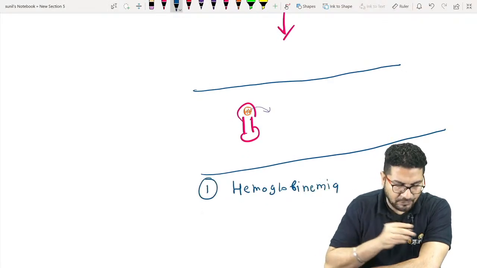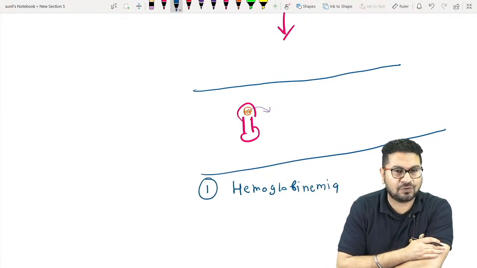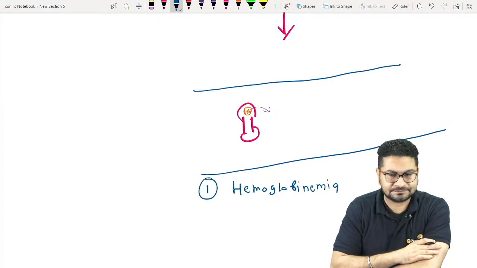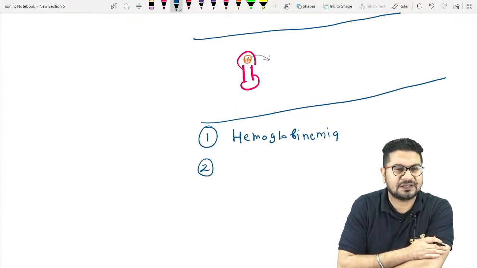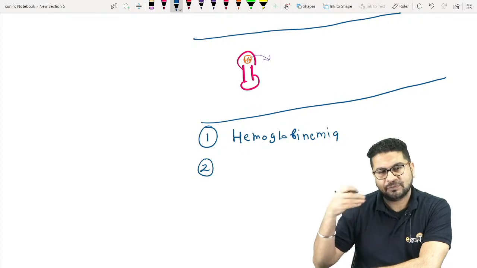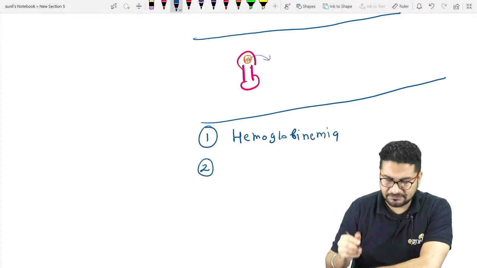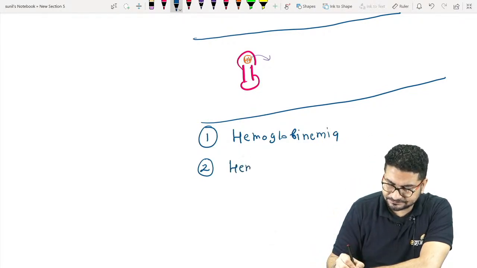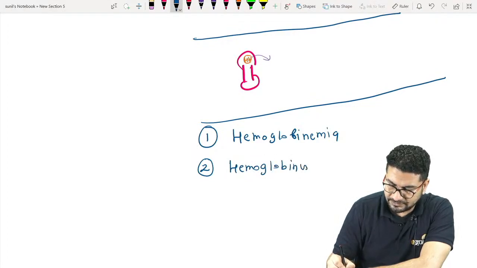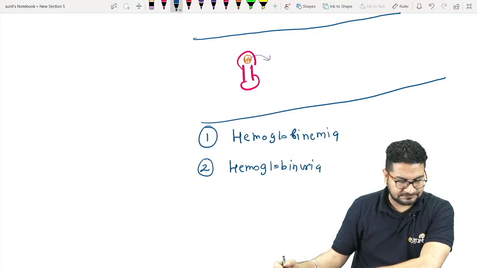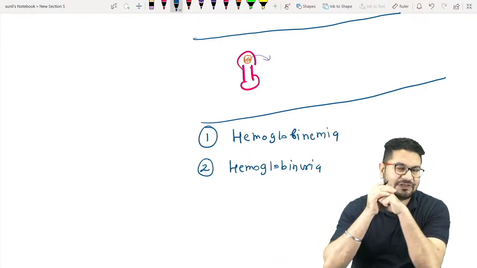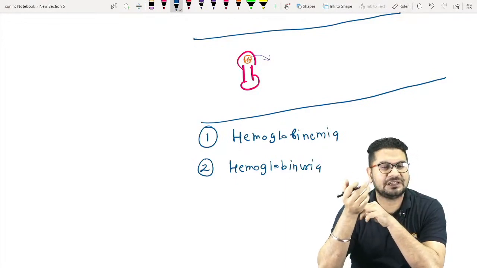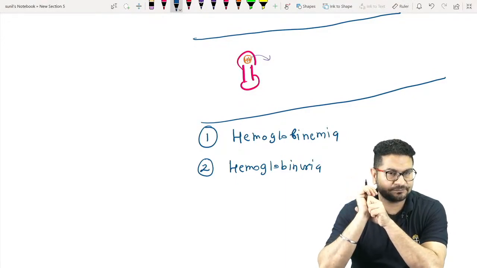So understand this, hemoglobinemia means more hemoglobin in the blood vessel, in the blood. When there is more hemoglobin in the blood, there will be more hemoglobin in the urine. They will go out through the kidney. There will be hemoglobinuria. Clear? So understand this, intravascular hemolysis means RBCs are dying in the vessel itself. So what you will see: hemoglobinemia, you will see hemoglobinuria.